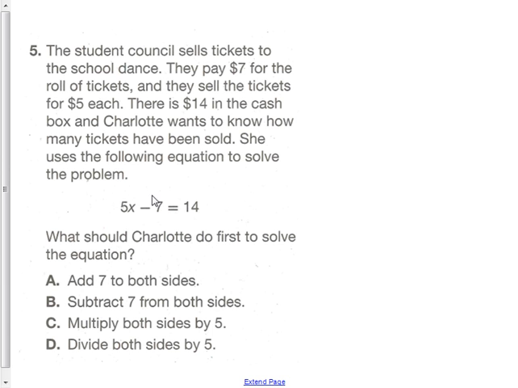Well, first we need to get rid of the addition and subtraction. So I would say that we need to add 7 to both sides. So that would be choice A. And that would be first. And then after we add 7 to both sides, we would divide both sides by the coefficient, which is 5.